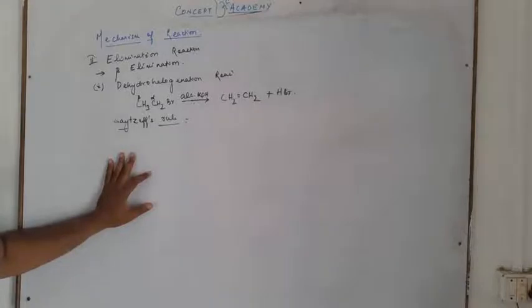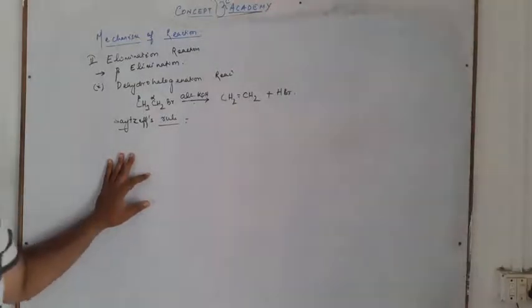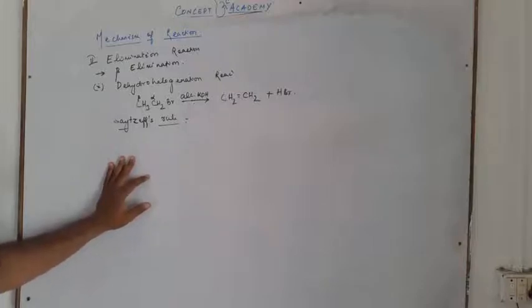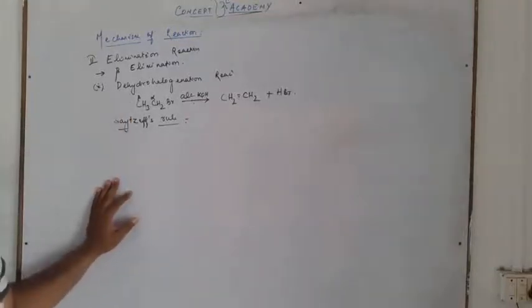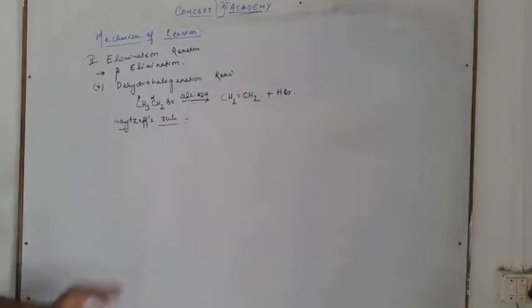In all such cases, the more highly substituted alkene, that is, having a lesser number of hydrogen atoms on the doubly bonded carbon atom, is the major product of dehydrohalogenation. This is known as Saytzeff's rule, and this mode of elimination is known as Saytzeff elimination.